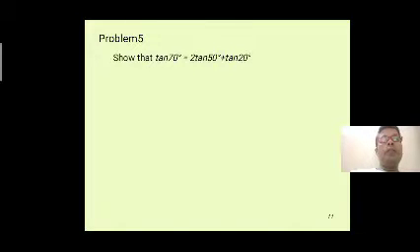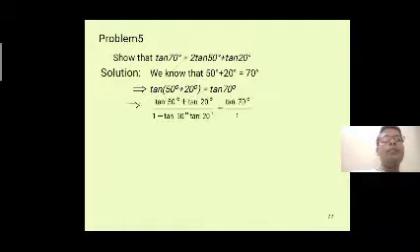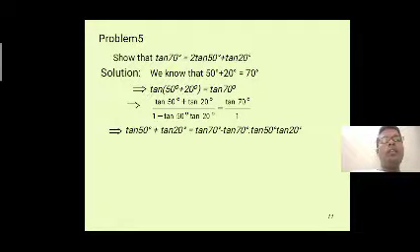Now we go to problem number 5. Show that tan 70 degrees equals tan 50 degrees plus tan 20 degrees. Okay, now we go to the solution part. We know that 50 plus 20 equals 70. Now in the place of 70, we write tan of 50 plus 20 equals tan 70. Now apply the tan A plus B formula. In the A place is 50 degrees and the B place is 20 degrees. Now apply the formula: tan 50 degrees plus tan 20 degrees divided by 1 minus tan 50 degrees into tan 20 degrees equals tan 70 degrees divided by 1.